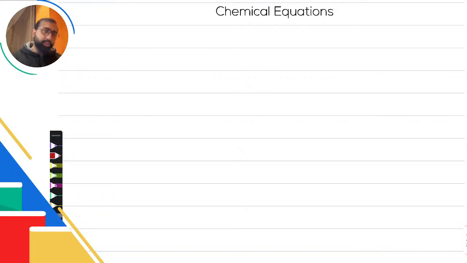Now, a chemical equation starts with understanding the basic structure. As you already know, it starts with reactants. On the left side, we have reactants. These are the things that start the reaction. And there's an arrow. This arrow tells me that the chemical process has started from the left side and is ending towards the right side. And this is my product.